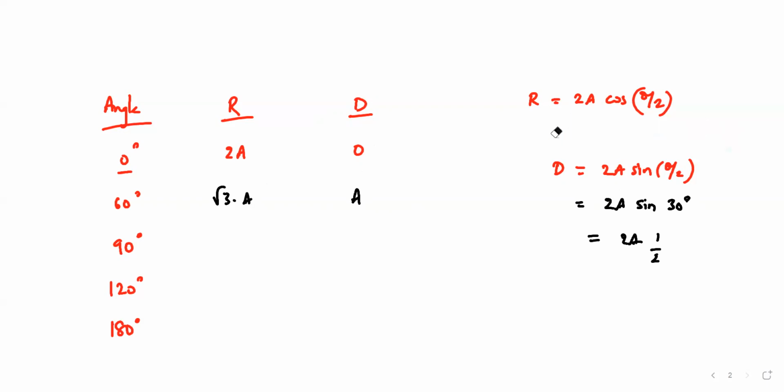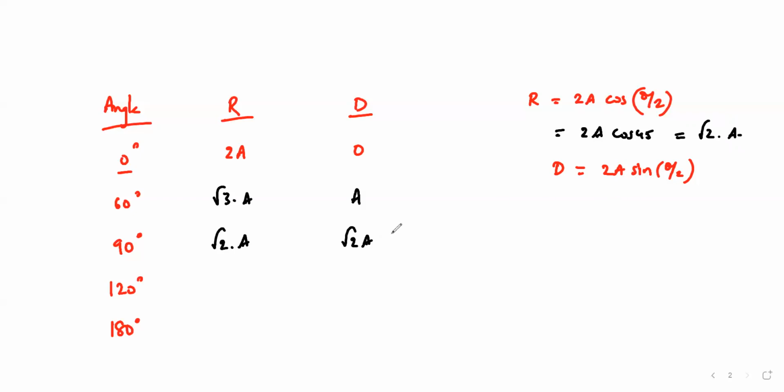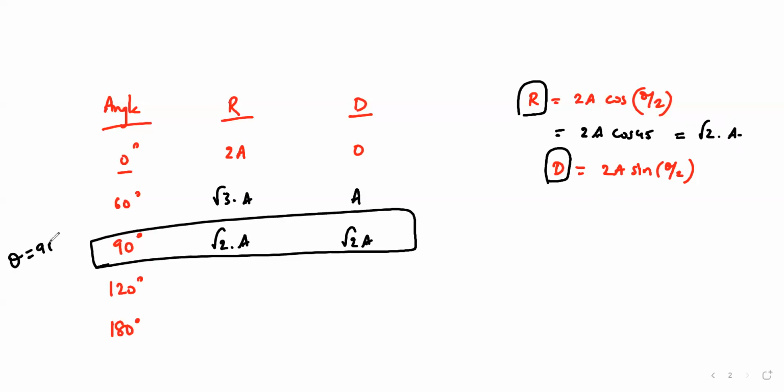Next, take the case of 90 degrees. If theta value is 90 degrees, then this will be 2A cos 45, that is root 2 times A. Similarly here also this will be root 2 times A. See, the resultant and the difference will be the same if theta value is 90 degrees. This question was asked in NEET three times: at what angle the resultant and difference will be equal to each other.